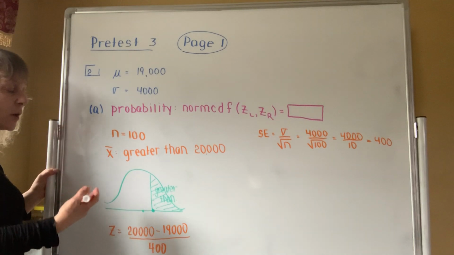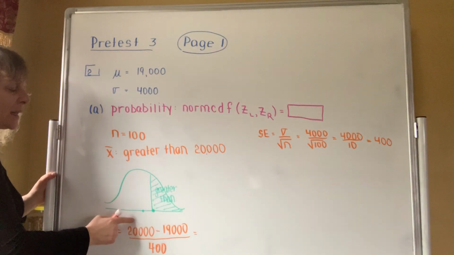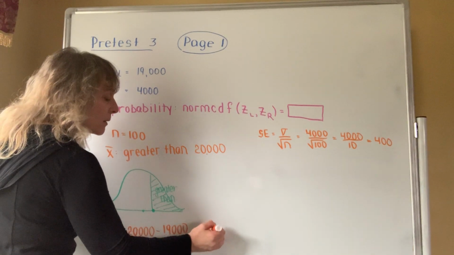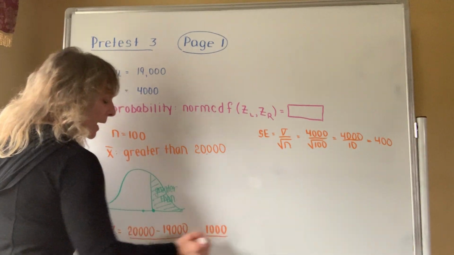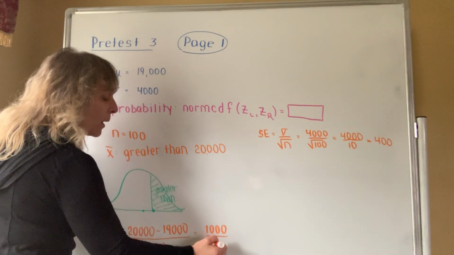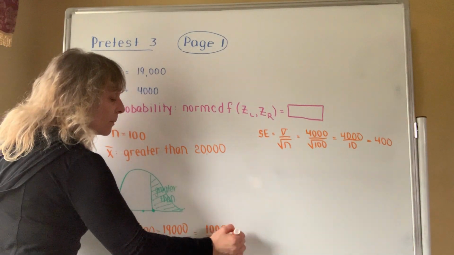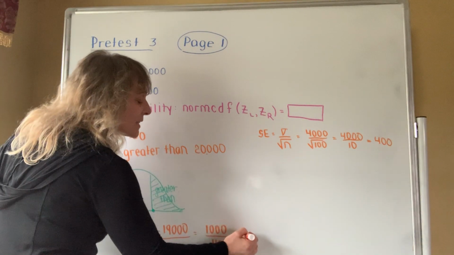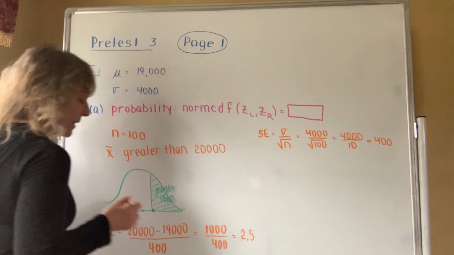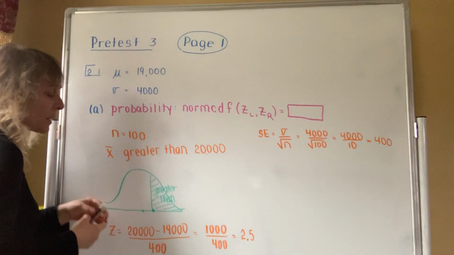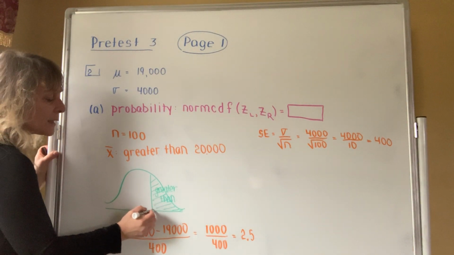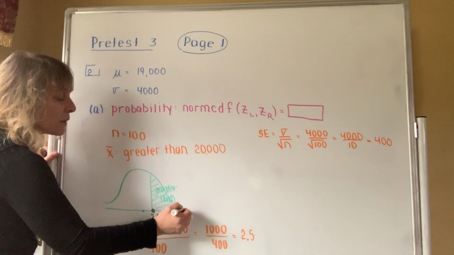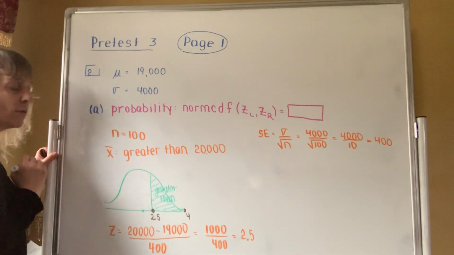Now when you pick up your calculator and you do 20,000 minus 19,000, you actually get 1,000. And then your job is to divide it by the 400 that is there. If you use your calculator, you're going to get 2.5. This is the z-score that actually corresponds to this green dot. This is 2.5. And when you shade all the way to the right-hand side, that z-score is 4.